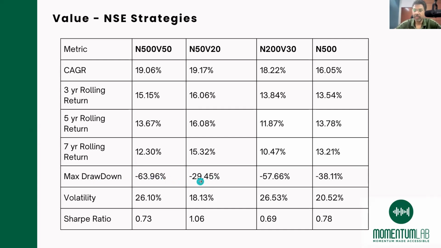The drawdowns of Nifty 50 value 20 are only 30% in the last 16 years, whereas it is 64% in Nifty 500 value 50, 58% in Nifty 200 value 30, and 38% in Nifty 500. So the drawdowns are even better than Nifty 500.